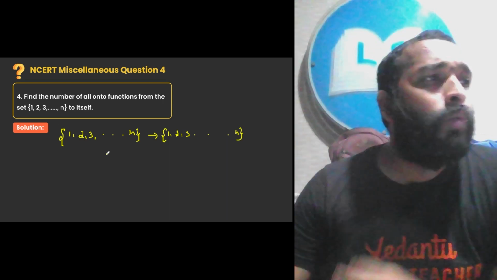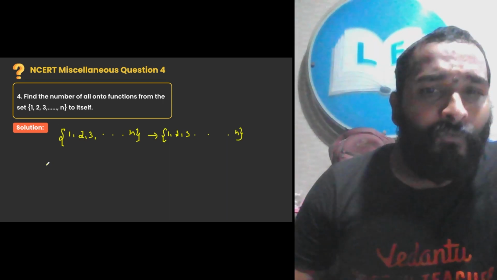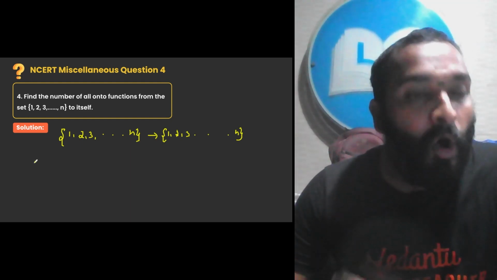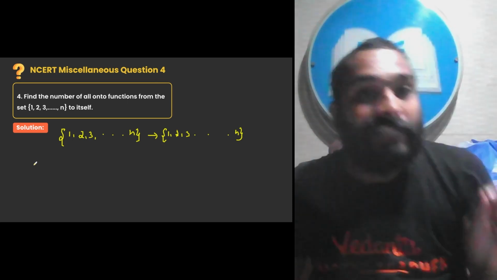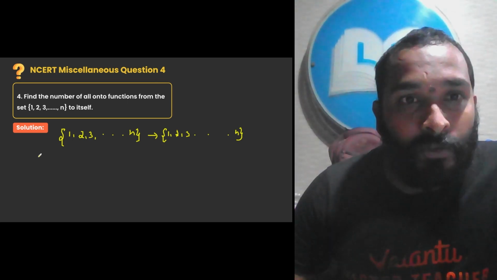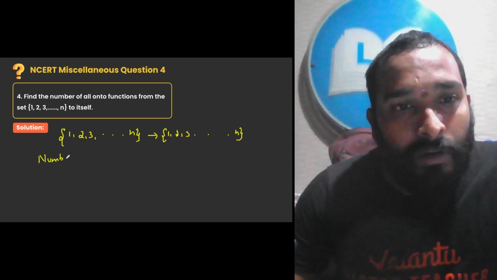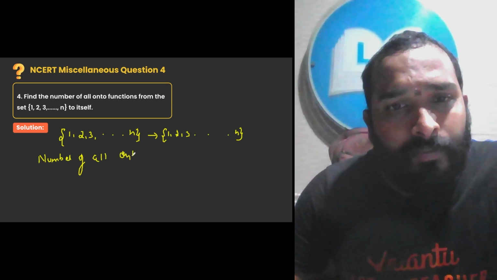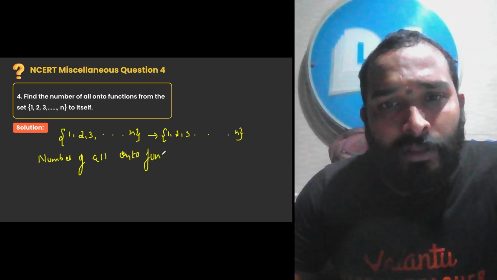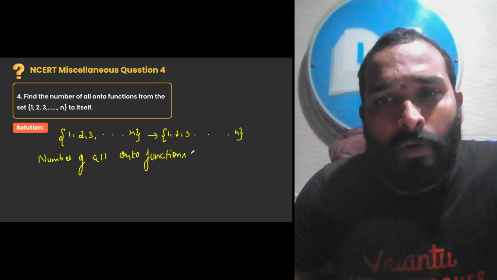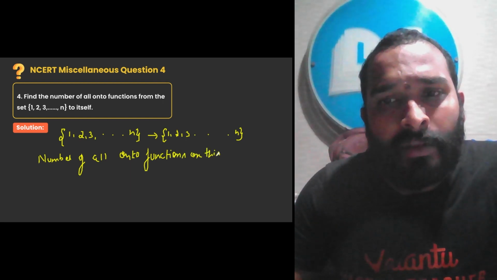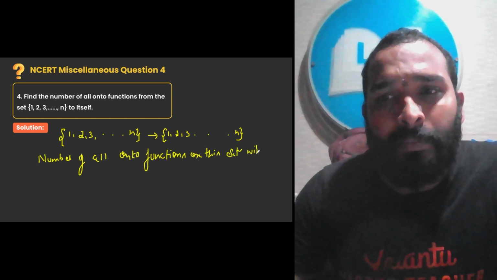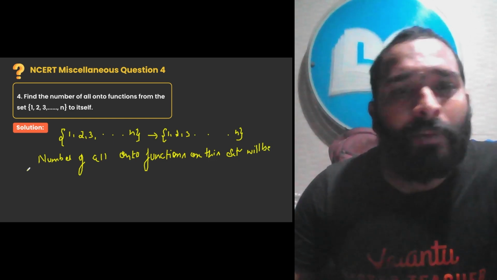So whenever you have to find the number of onto functions from a set to itself, always try to remember it will be just the arrangement of itself, right? It will be the arrangement of n elements. So the number of all onto functions on this set will be the total number of possible arrangements. And what is arrangement?